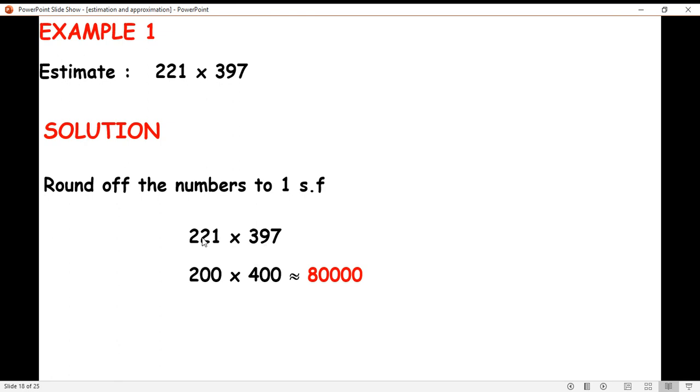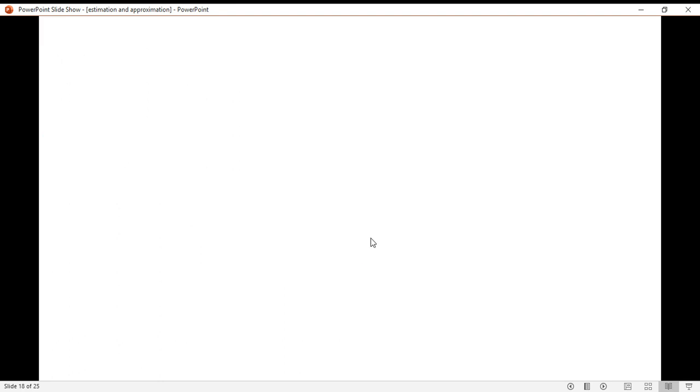But if you look at the other one, the digit after the target 2 is not up to 5, so you just drop down 2 and the others turn to 0. So you now have 200. So 200 times 400 will now give you 80,000. 80,000 will give you the solution to this problem.